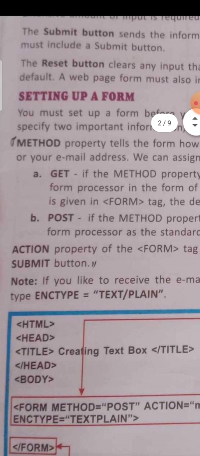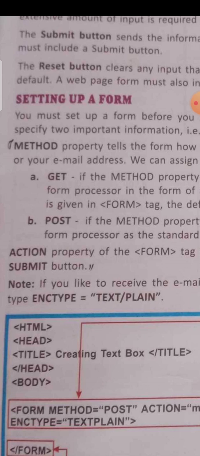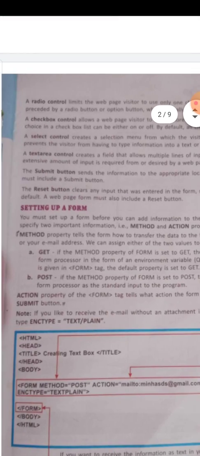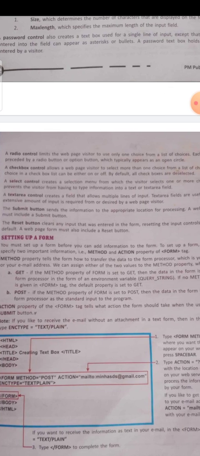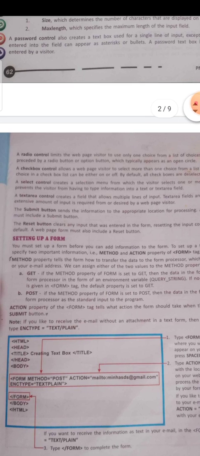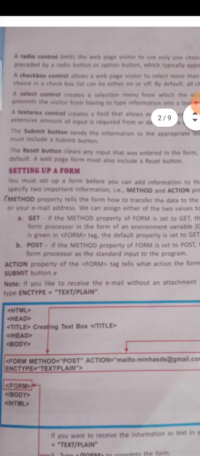Next, action property. By default the method is get, and we can make it get as well as post. When we talk about the method property, get means data is in the form of a query string, as you can see on the screen, and when we put post, it means that it works as a standard input to the processor.